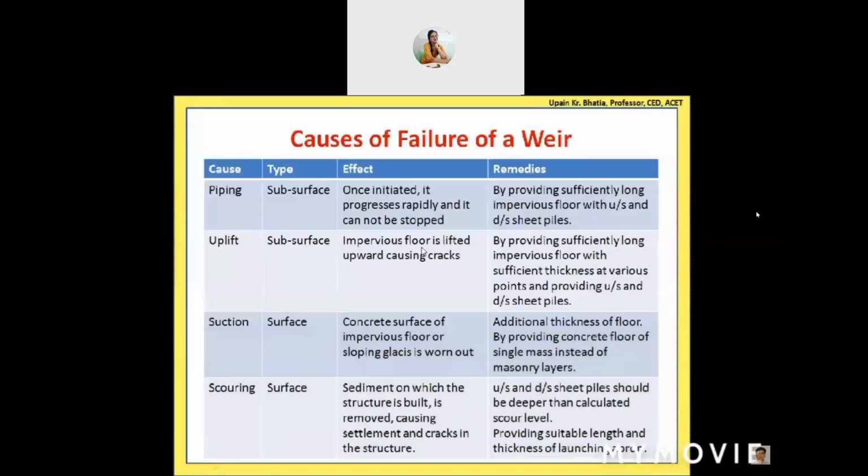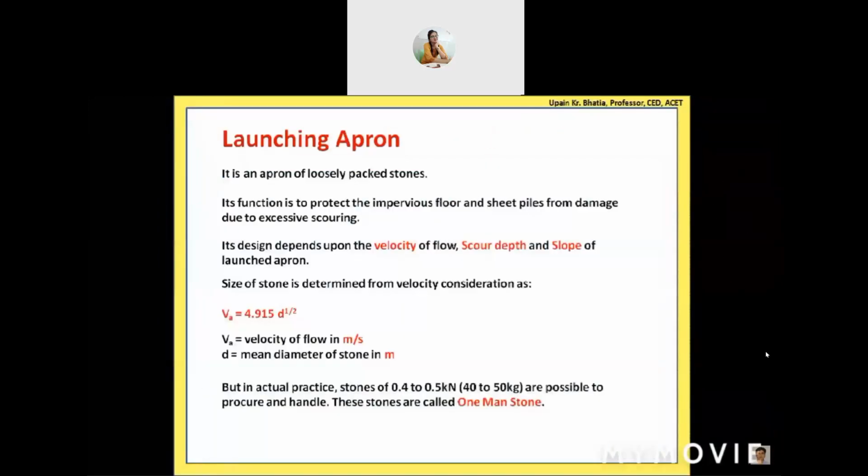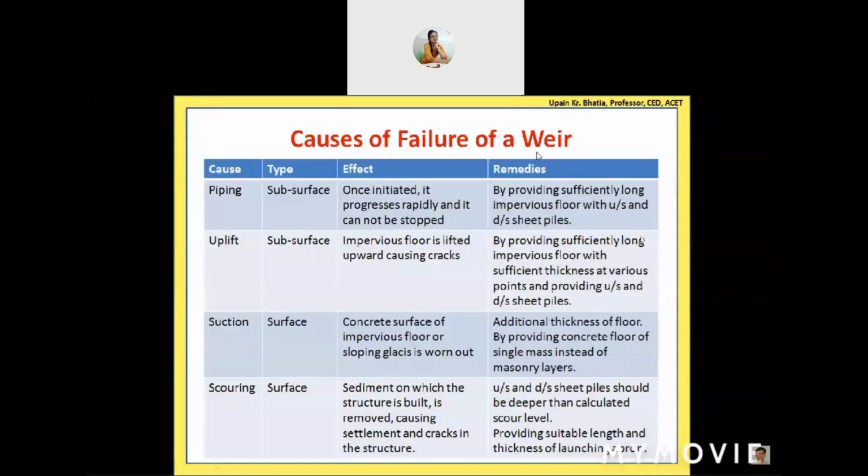The design of the launching apron and all the components are over. How does a weir get failed? What are the various causes of failure of a weir? This table summarizes everything. So there are four different causes of failure. One is piping, then uplift, then suction, and scour.